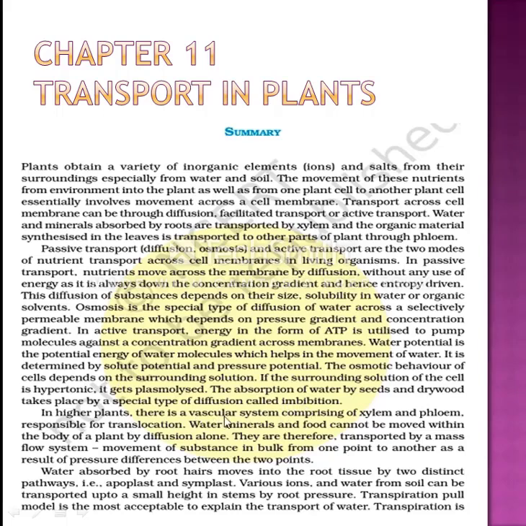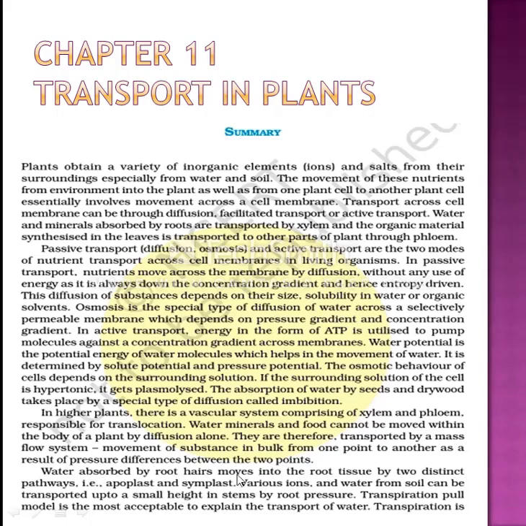In higher plants, there is a vascular system, xylem and phloem, responsible for translocation. Water, minerals, and food cannot be moved within the body of a plant by diffusion alone. They are therefore transported by a mass flow system. Movement of substances in bulk from one point to another is a result of pressure differences between the two points.